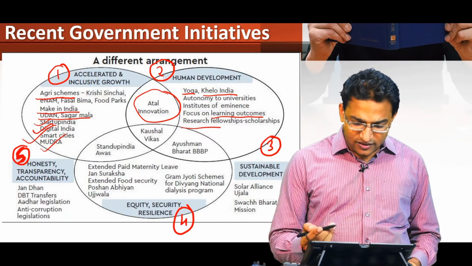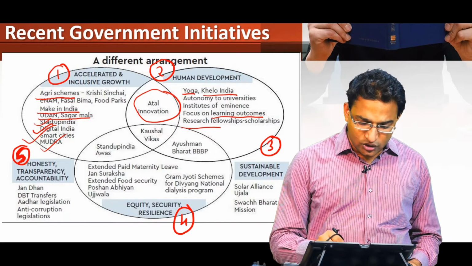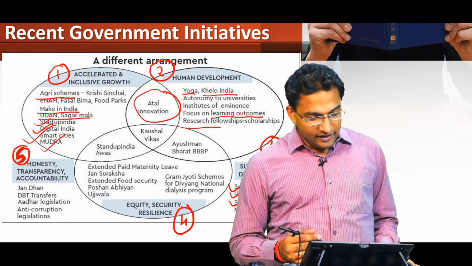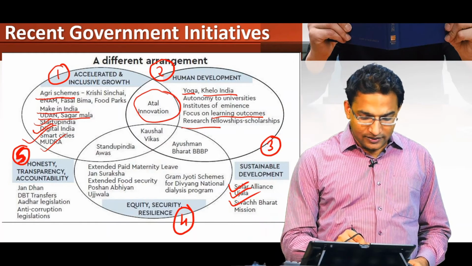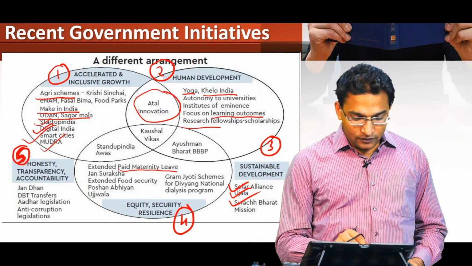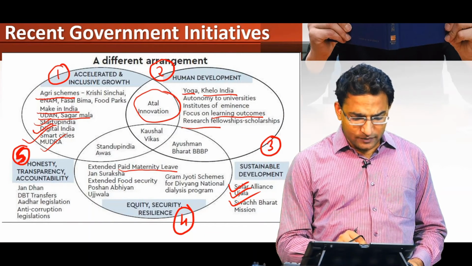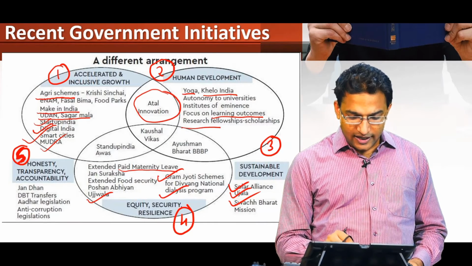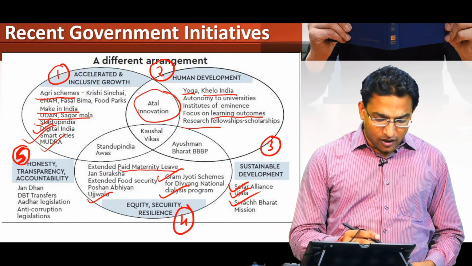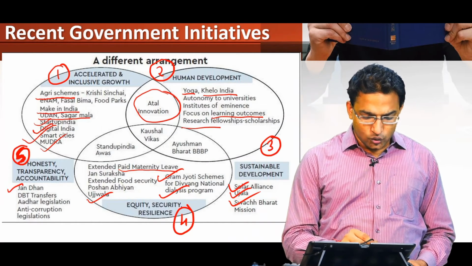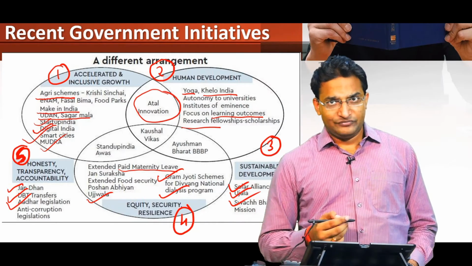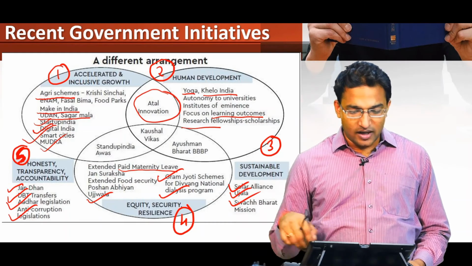Then sustainable development. For the sustainable development, we are focusing upon renewable energy through Solar Alliance, the Ujala scheme and Swachh Bharat mission. Then for the equity, we are providing extended paid maternity leave through the Maternity Benefit Act, Jan Suraksha Abhiyan, extended food security, Poshan Abhiyan, Ujwala, Gram Jyoti Yojana and dialysis scheme, etc. Then for the honest, transparent, accountable government, we are providing through Jan Dhan Yojana, DBT and Aadhaar, that is JAM, and anti-corruption legislations we are coming up with.